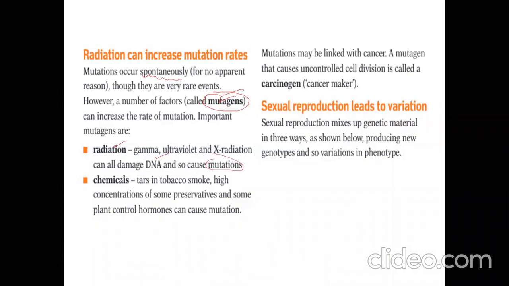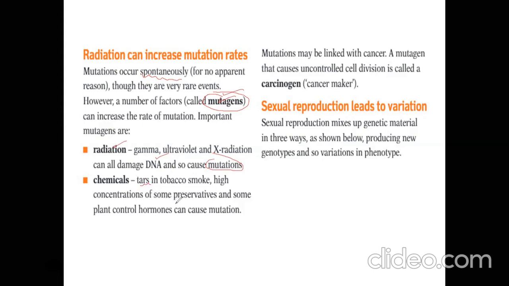Now, chemicals can also cause mutation. They can also act as a mutagen, like tar. Tar is actually certain substances in tobacco smoking that can cause mutation.